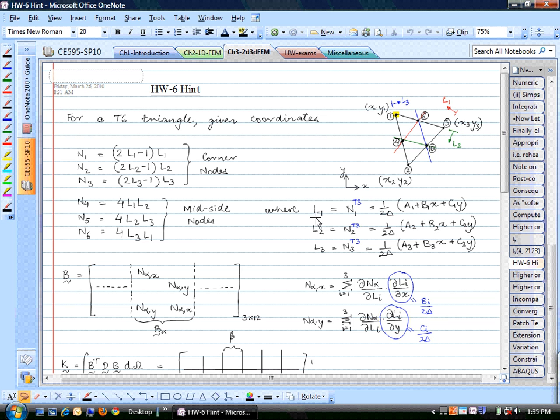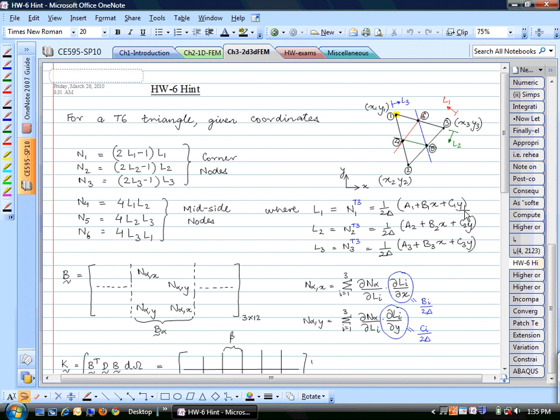This is relating L1 to X and Y. Similarly, L1, L2, L3 are related to X and Y from the parent domain to the actual domain. And here I'm distinguishing this a little bit. Probably, I think some of you got confused that this L1 is not equal to this N1. This L1 is equal to the shape function 1 for the underlying 3-noded triangle. So that's why I'm denoting this with N1 T3. And I think this is on the last page of your handouts today.